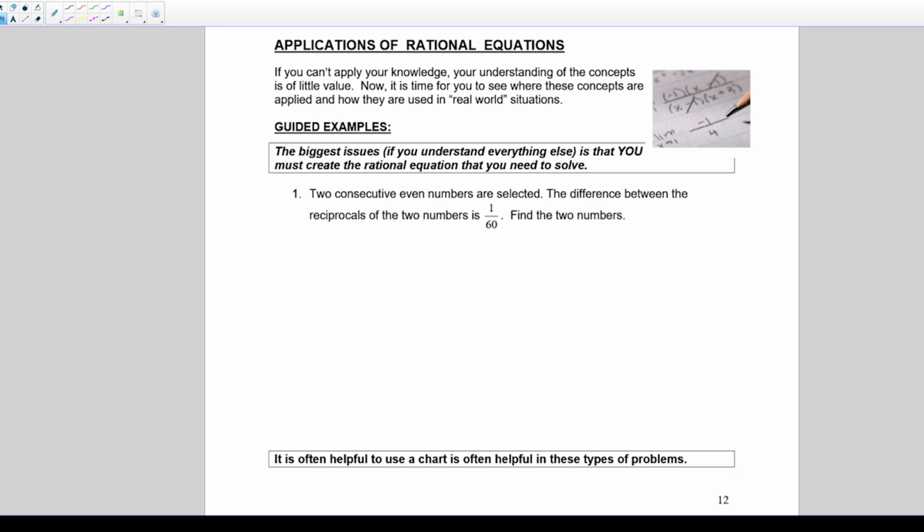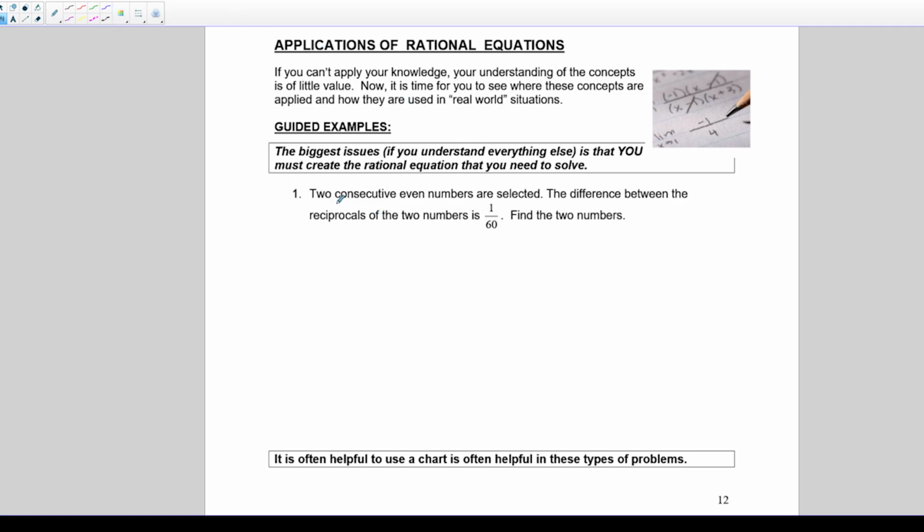That is the most difficult portion. So looking at our first example, we have two consecutive even numbers that are going to be selected. The difference between the reciprocals of the two numbers is 1 over 60. We need to be able to find those two numbers. So the quickest way to do this is to first note some of our keywords.